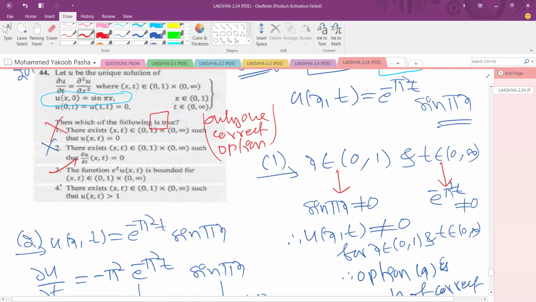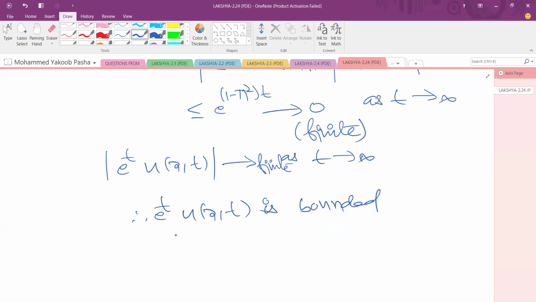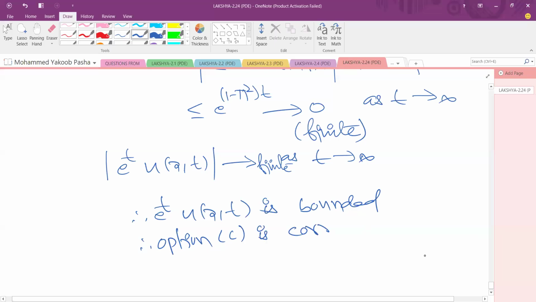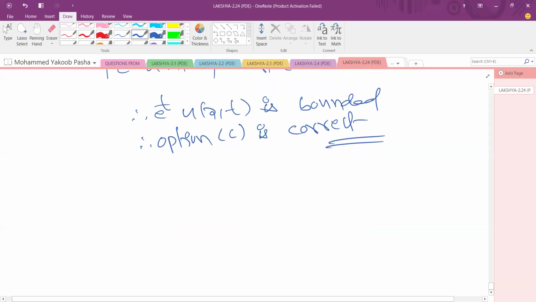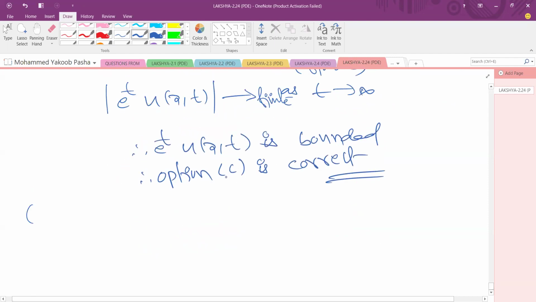This is wrong. So option 4 is there exists x comma t such that u of x comma t is greater than 1. Let's check whether it holds. It does not. Since it was said to be easy, one option is known. Therefore, option C is correct. Now go for option D. How do we check option D? Yes, this is about the fourth option.